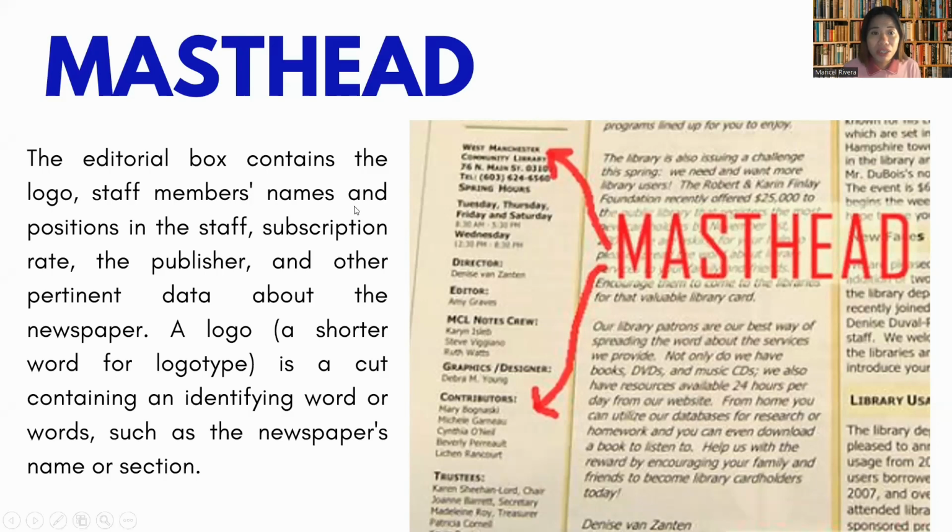In this case, we have here the editorial box, and it has the logo, the staff members' names, and the position in the staff. And some would have the subscription rate, and of course, the publisher. So this is an example of our masthead. You can look for the masthead also in the newspaper that you guys have.